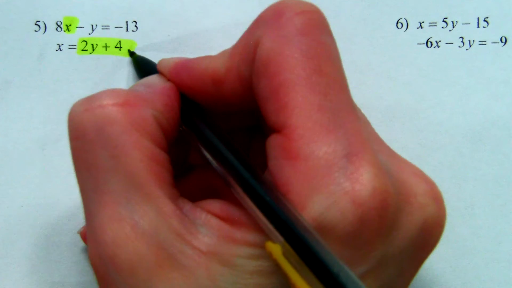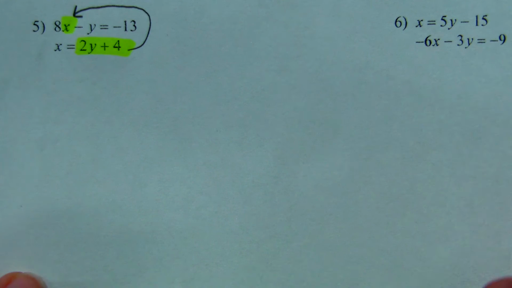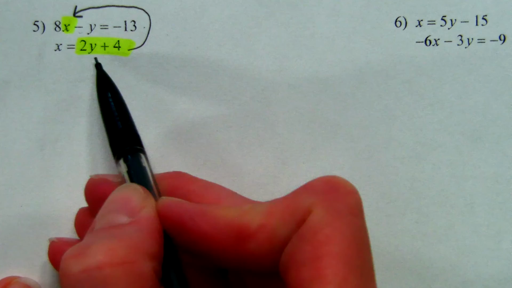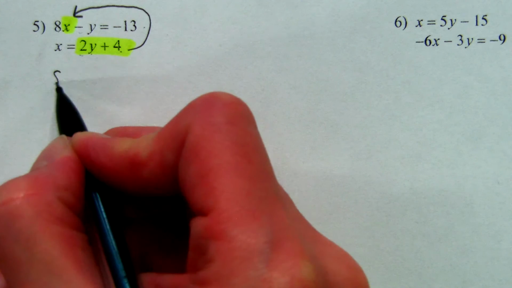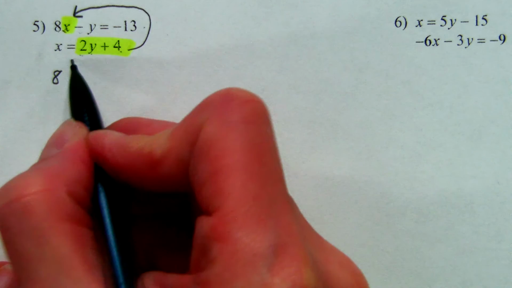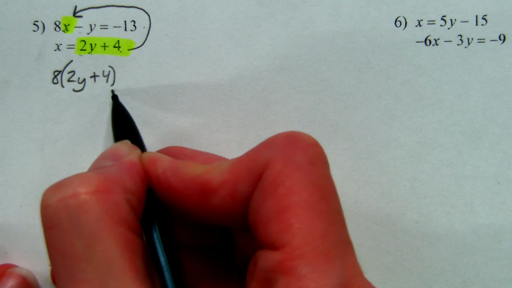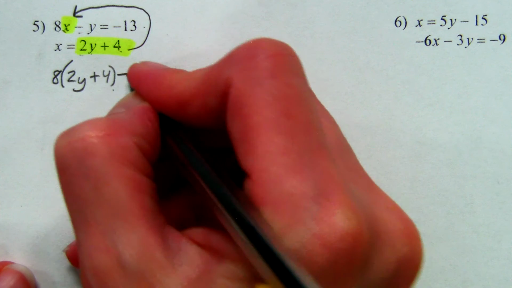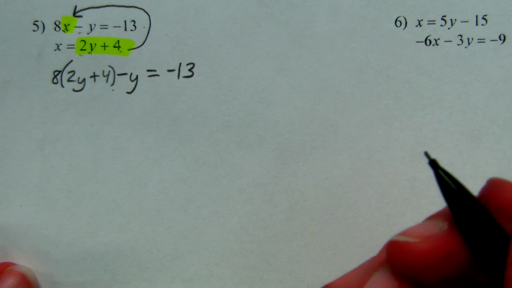So it's still the same idea. We're just going to work it a little bit backwards from what the others looked like. This top equation is where I'm putting the 2y plus 4. So I'm going to keep the 8, but instead of writing x, I'm going to put in 2y plus 4 as a group with parentheses. And then I need to look back and see what else is in the equation. So I have minus y equals negative 13.